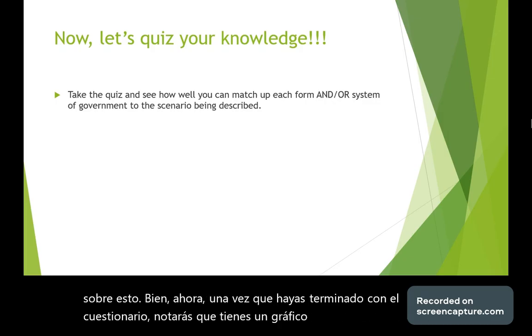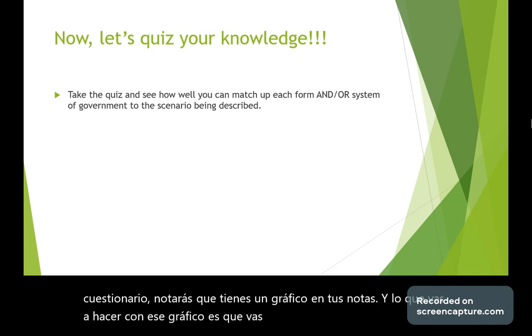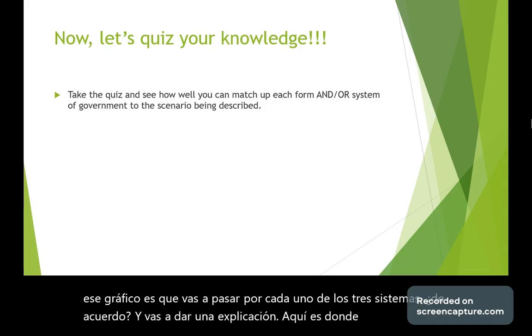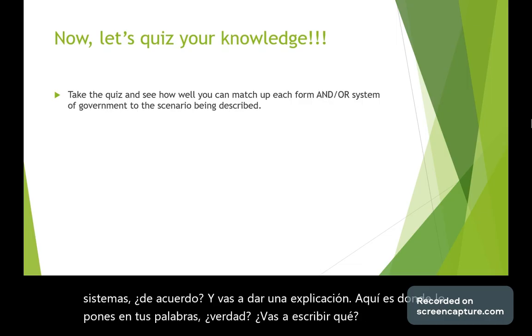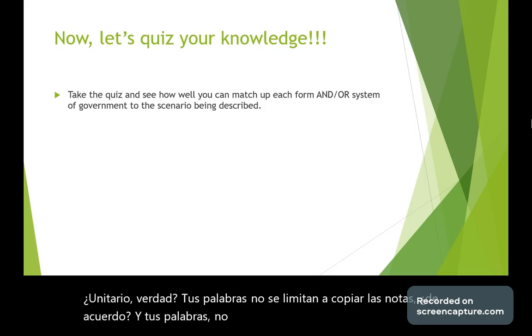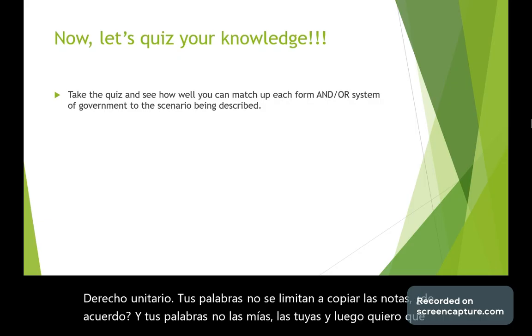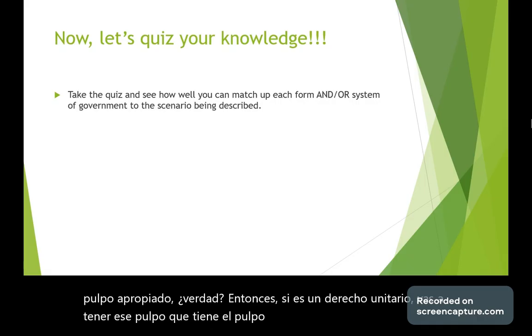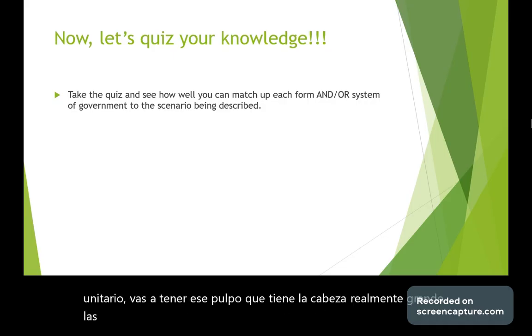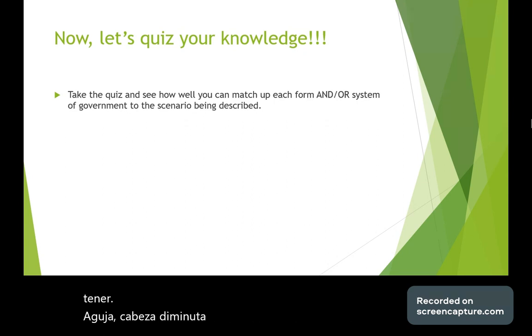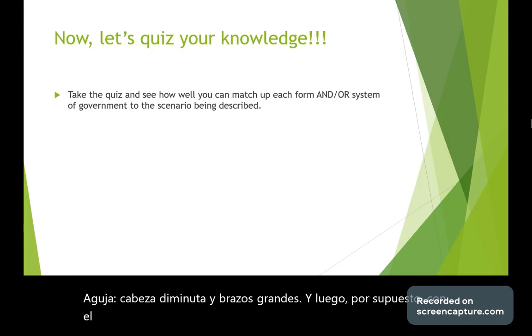What you're going to do with that chart is go through each of the three systems, and you're going to give an explanation. This is where you put it in your words. You're going to write what a unitary system is, in your words. Don't just simply copy off the notes. Again, your words, not mine, yours. And then I want you to draw the appropriate octopus. So if it's a unitary, you're going to have that octopus that has the really big head and the small little arms. If you're doing confederal, it's going to have a little tiny head and big arms. And then, of course, with federal, you're going to have a balance in there.